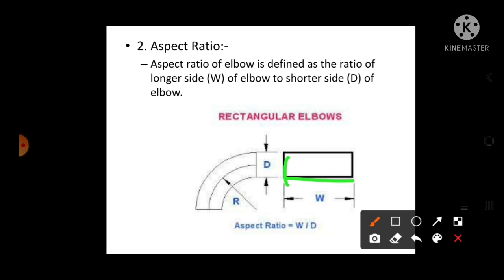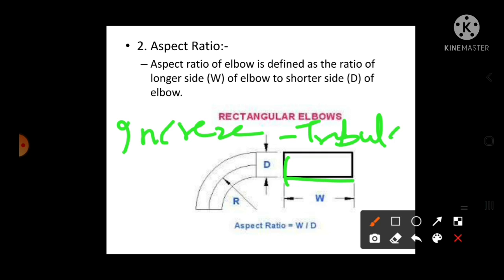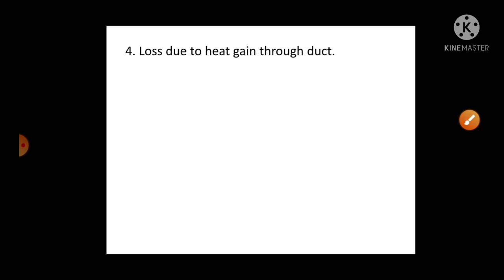As the aspect ratio increases, it increases the turbulence. The general value recommended for aspect ratio is 3. It is to be maintained as 3 when designing the duct. So these are the points regarding the ducts and losses in duct due to heat gain or loss.